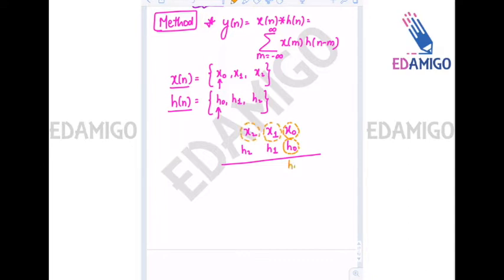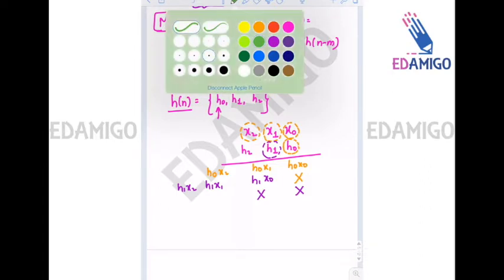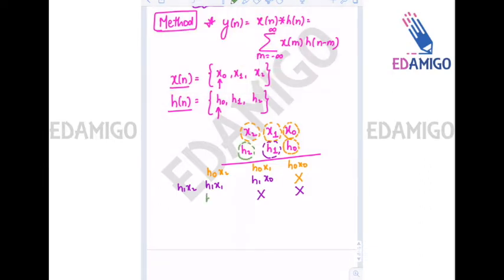So we'll get h0 x0, h0 x1, h0 x2. Now in maths also we used to put a cross here. Now we will multiply h1 like this. So we'll get h1 x0, h1 x1, h1 x2. Now in maths also we used to put two crosses like this, and then we will multiply h2. So h2 x0, h2 x1, h2 x2, and now we will add them.